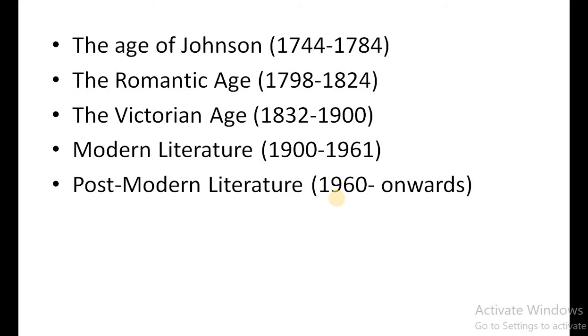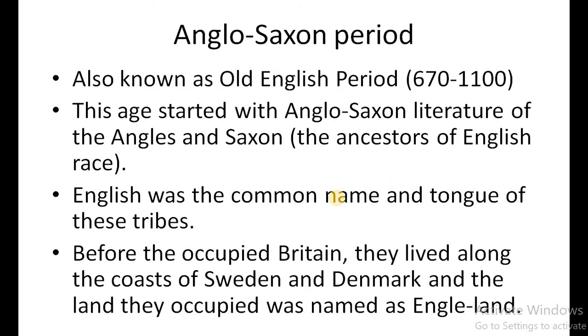All right, till now what is called postmodern literature. These are the ages, or you can say the literary periods, of English literature. So let's come to the topic, that is the Anglo-Saxon period. We have to cover it.